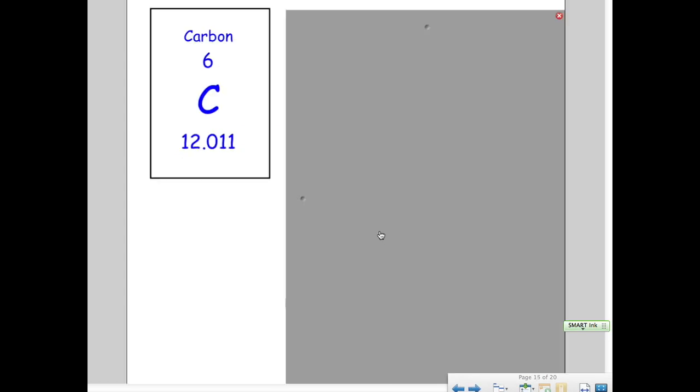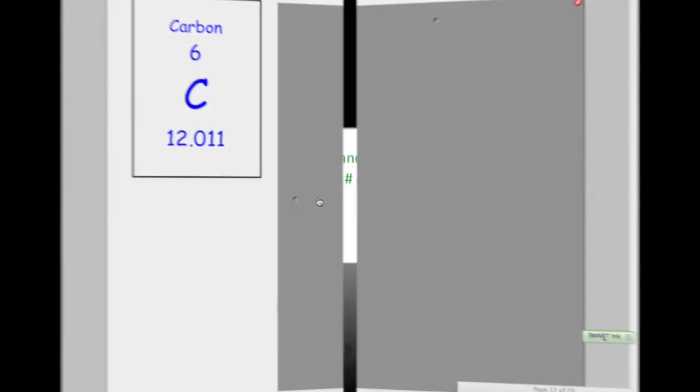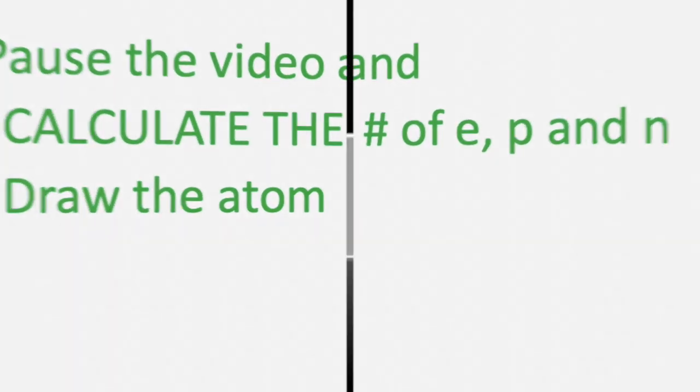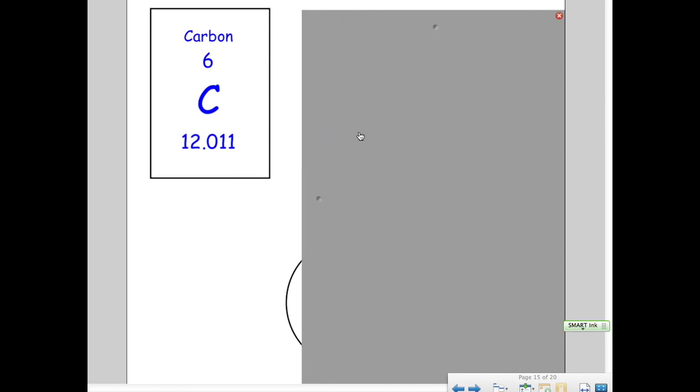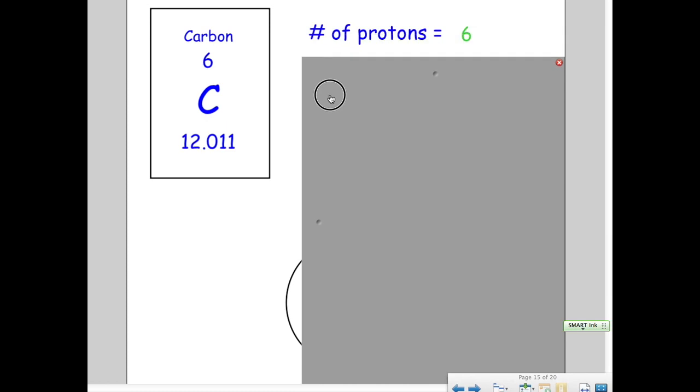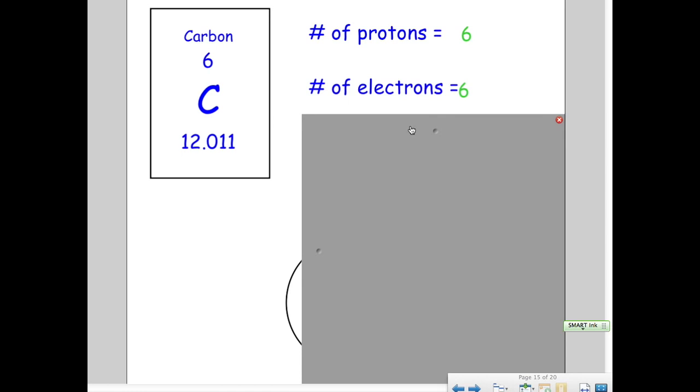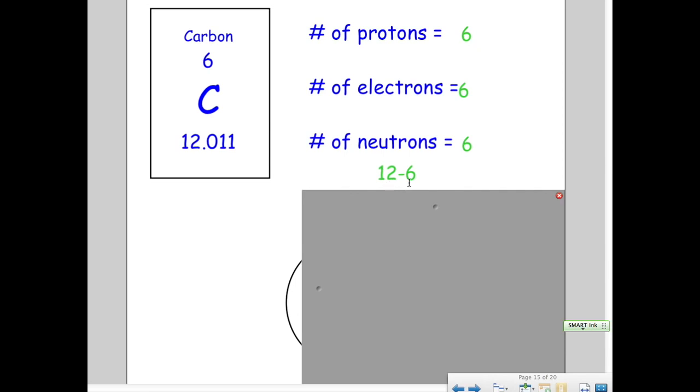Let's take carbon. Go ahead and draw this box that has carbon, 6C12.011. And let's find the number of protons. Now we know that the number of protons is supposed to be the atomic number. The atomic number is right here. So we have 6 protons. For electrons, we also know it is the same number as protons. So we have 6 electrons. In order to find the neutrons, we have to round the atomic mass and subtract the atomic number from it. So we have 12 minus 6 equals 6.